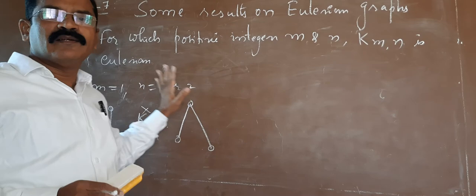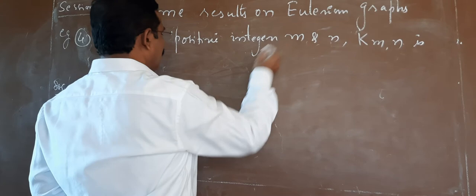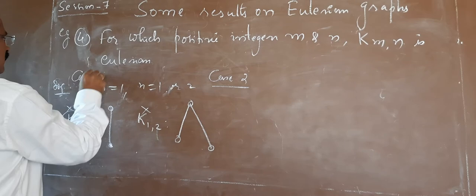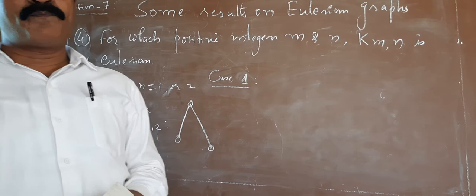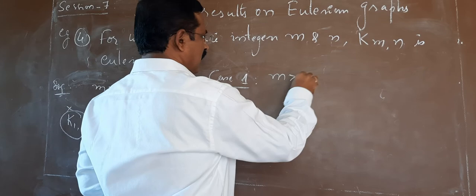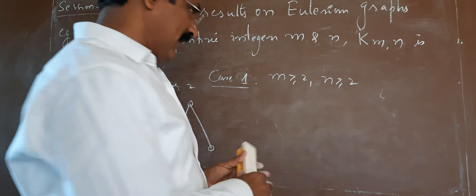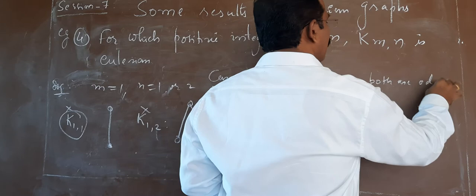So we consider the other case, case 2. So this is the case 1, of course. What we will do here, of course, this is a general one. So now we consider case 1. Let both M and N be, of course, greater than 2, and suppose both are odd. What happens in this case? Both are odd, what happens?